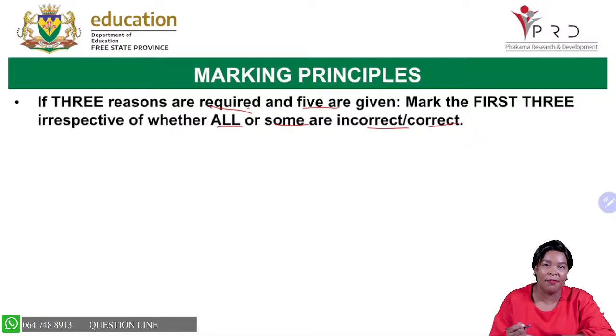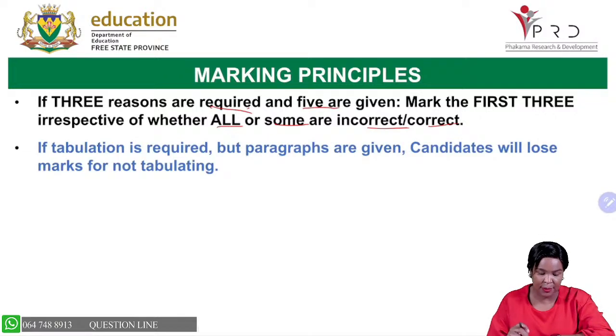Because if you write 5 and you find that the last 2 are the ones that are correct, and the first one was the only one that was correct, you are only going to get 1 mark, and then the following 2 are going to be incorrect, and the marker will stop marking there. So we are not going to look at all 5 that are given. So please make sure that you write the correct answers.